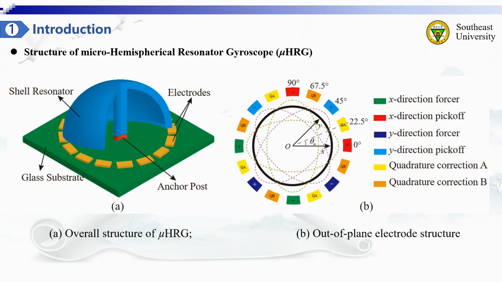Figure B illustrates the distribution of the out-of-plane electrodes of the gyroscope. It comprises 16 discrete electrodes for electrostatic drive, detection, and mode tuning.